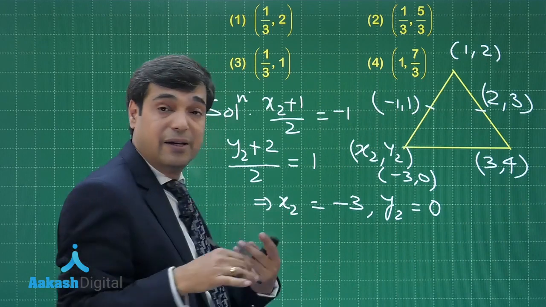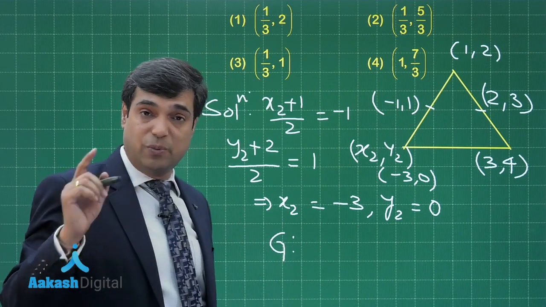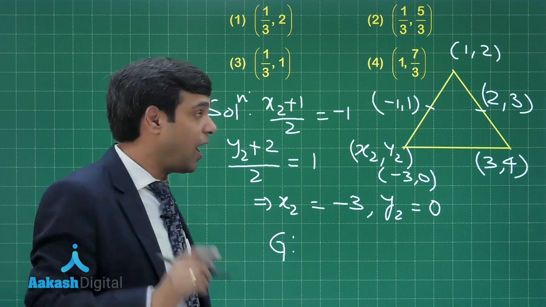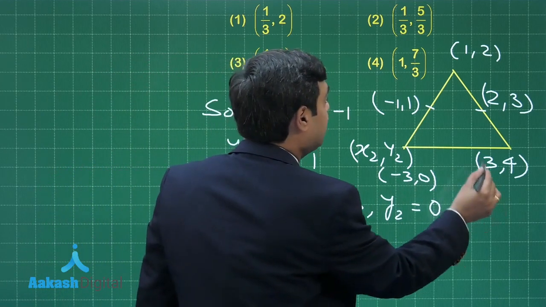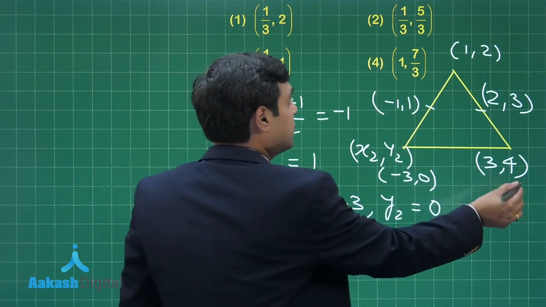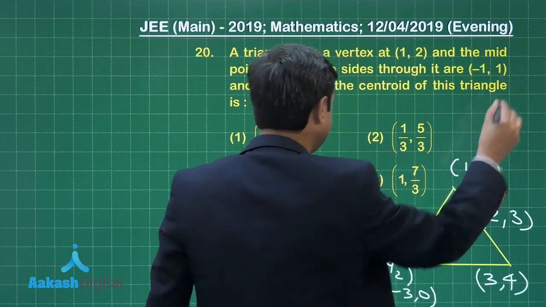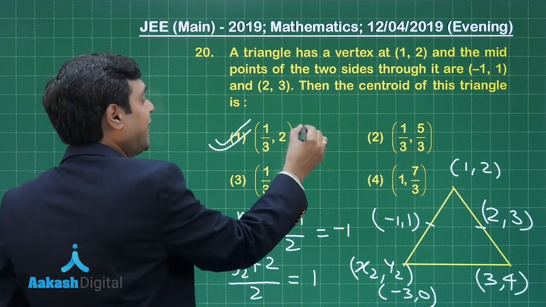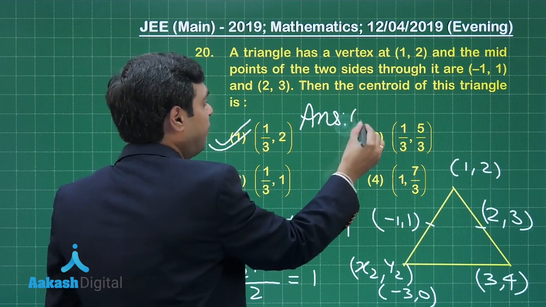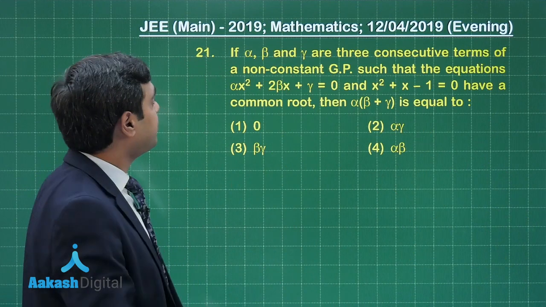Now what is required? Centroid of the triangle. Centroid is given by x1 plus x2 plus x3 upon 3 and same for y. So you have -3 plus 1 plus 3 upon 3, comma 0 plus 4 plus 2 upon 3. So it is 1 by 3, comma 2 is the centroid. So let's see, correct answer is option number 1. Let's move on to the next one, that is 21st question.